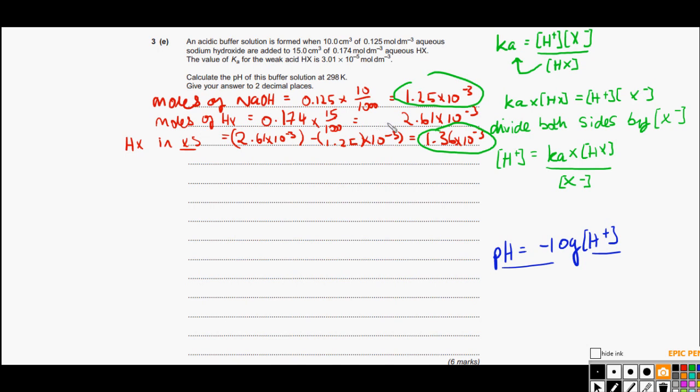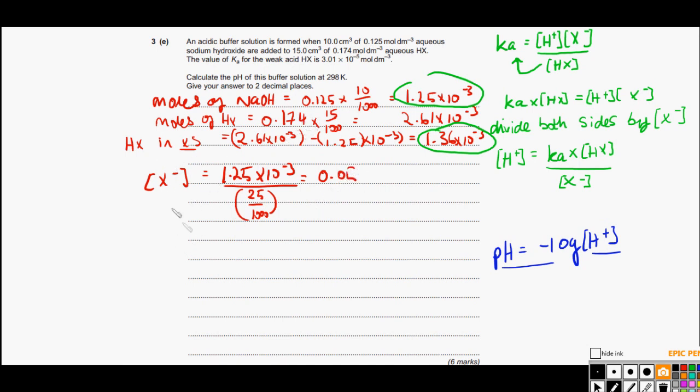So next we calculate the concentrations of each. Let's write the concentration of NaOH, and NaOH is basically the X minus. So X minus concentration is equal to 1.25 × 10⁻³ over our total volume, which is now 25 cm³ because we put these two reagents in a solution together. So 25 over 1000, and that equals 0.05.